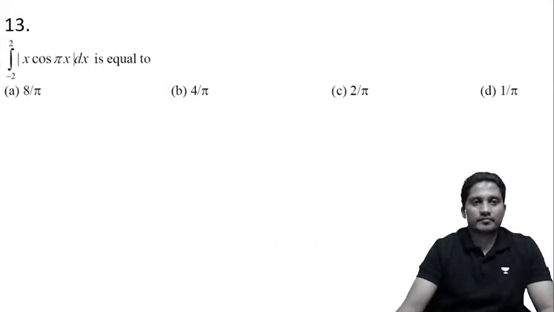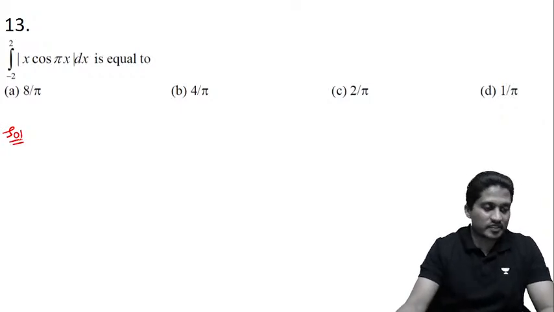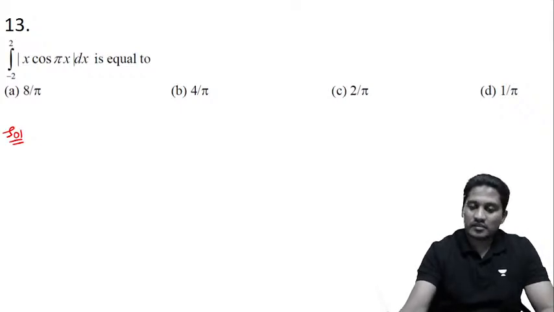Right, let's move to the next question. Question number 13. This was asked in the 2018 paper: integral from minus 2 to plus 2 of modulus of x into cos pi x dx. It's a standard NCERT exemplar question, guys.